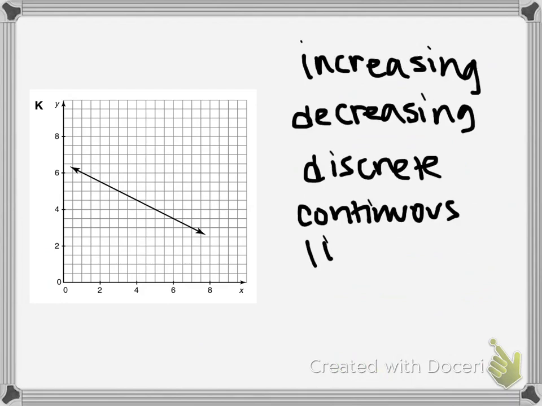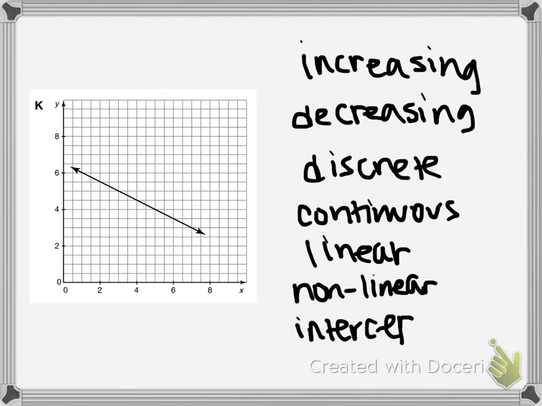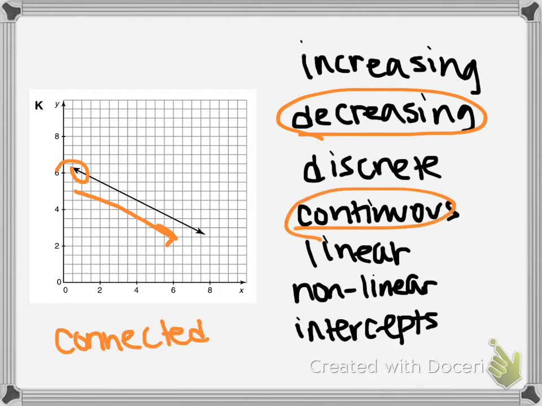And here's K. If I read this left to right, then it's decreasing, and a lot of people think that that arrow pointing up means it's increasing, but it's decreasing going left to right. It's continuous because I can do this in one motion of the pencil. It creates a straight line, so it's linear. And because of the arrow, it will cross the y-axis at (0, 6.5), and somewhere it's going to cross that x-axis, but we're not quite sure where.